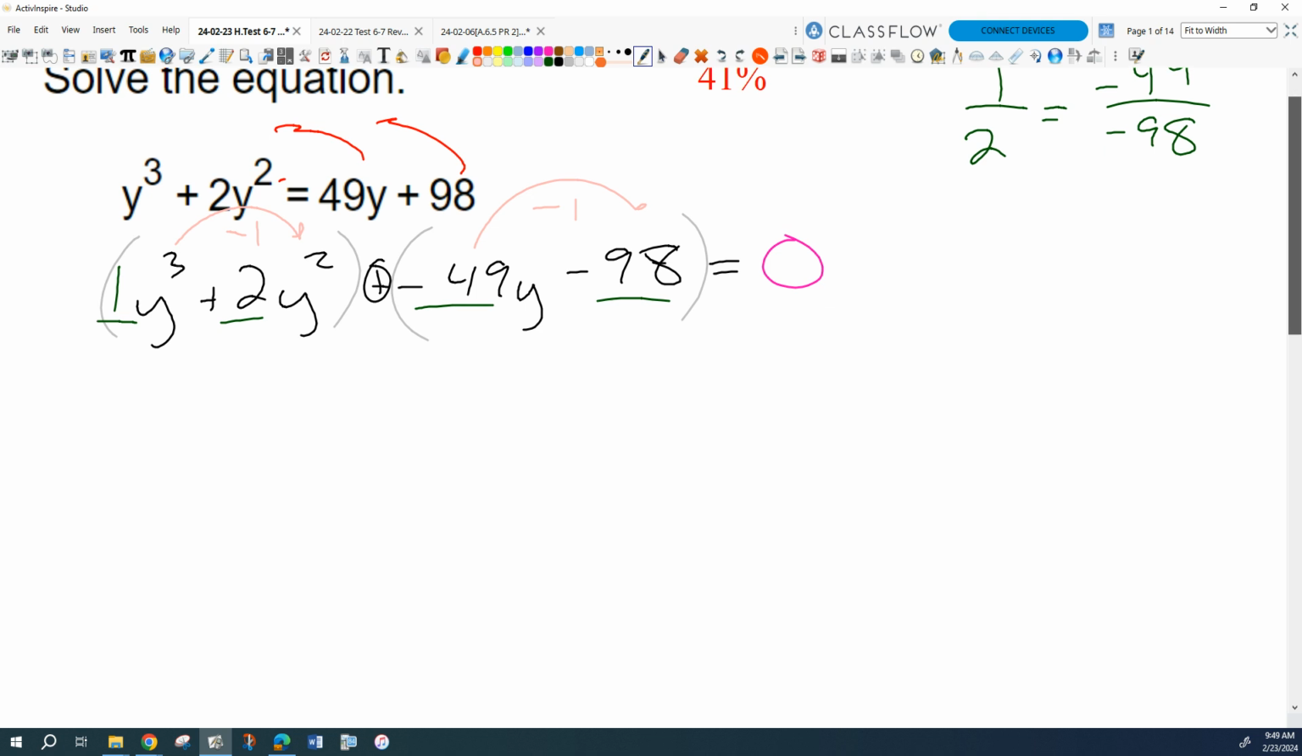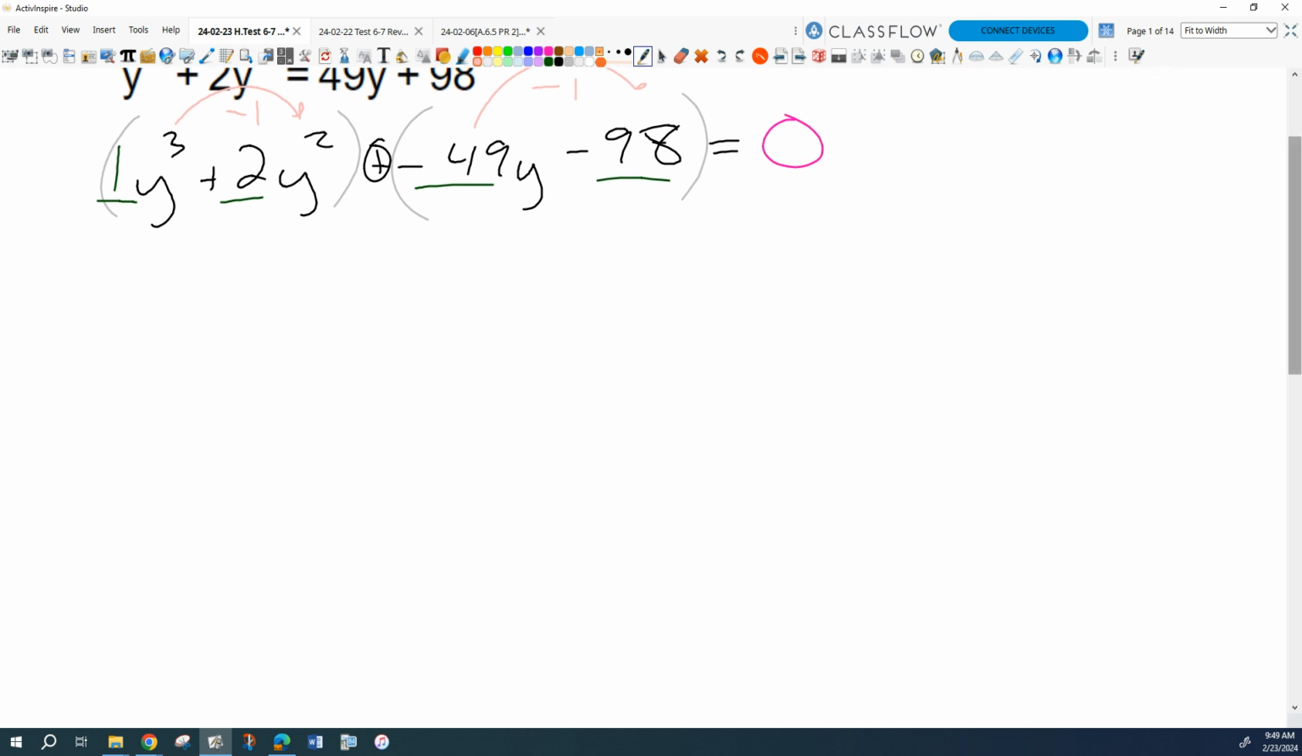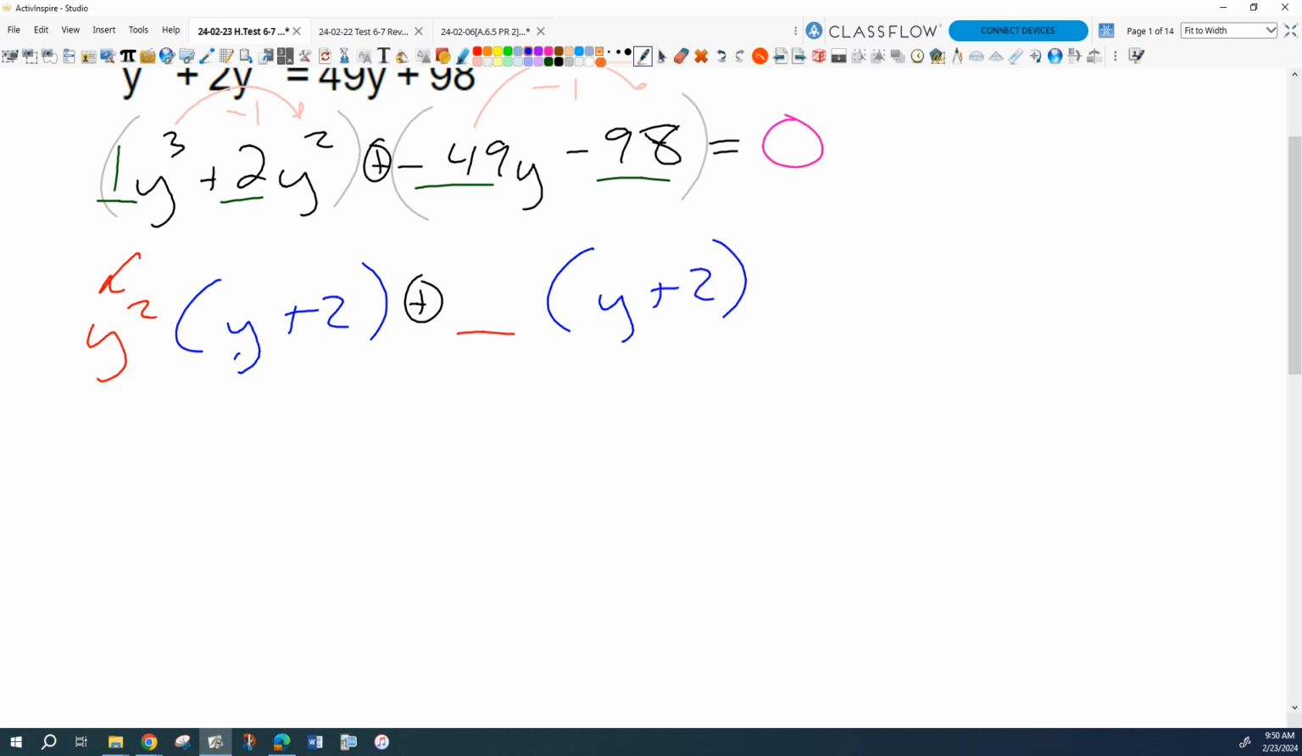Okay, good. So now let's group. What do we do from the first group? Take out y squared. Okay, good. We take out a y squared, leaving behind y plus 2. Good. Second group, we already know in advance that we're getting y plus 2. This is going to work. And then what has to go there? Negative 49. Okay, good. So one more step and we're done with the grouping part.